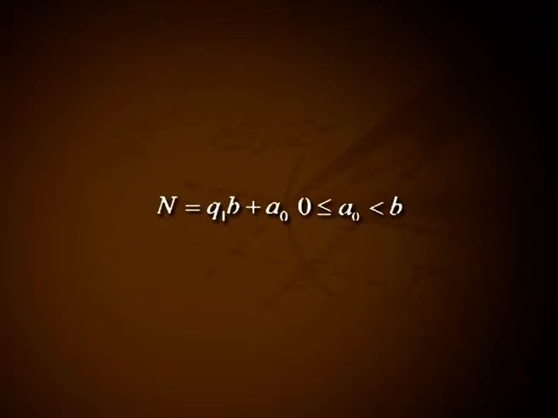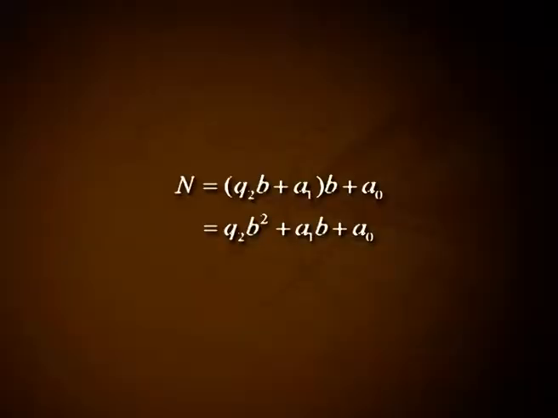Proof. The division algorithm yields integers q_1 and a_0 satisfying n = q_1 b + a_0, 0 ≤ a_0 < b. If q_1 ≥ b, we can divide once more, obtaining q_1 = q_2 b + a_1, 0 ≤ a_1 < b. Now substitute for q_1 in the earlier equation to get n = (q_2 b + a_1) b + a_0, which is equal to q_2 b^2 + a_1 b + a_0.